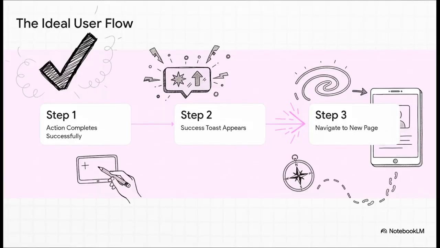All right, let's put these two pieces together. This is the ideal flow, the one that feels really slick and professional. Step 1, the user's action completes, like creating a new record. Step 2, a success toast immediately pops up saying, hey, it worked. And then step 3, the app automatically navigates them to that newly created record page. It's smooth, it's intuitive, and it feels great to use.